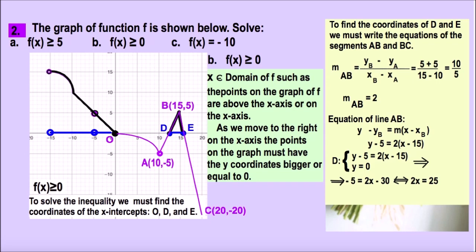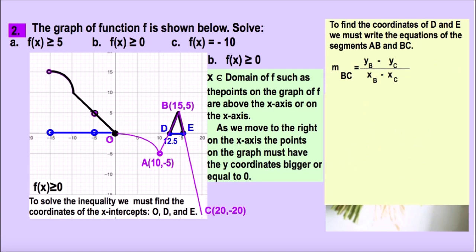Add 30 to both sides of the equation, which is equivalent to 2x equals 25. Divide both sides of the equation by 2, equivalent to x equals 12.5. D is thus point of coordinates 12.5, 0. Now let's solve for E. Slope of BC is equal to YB minus YC over XB minus XC, which is 5 plus 20 over 15 minus 20, which equals 25 over negative 5. Simplified, slope of BC is equal to negative 5.